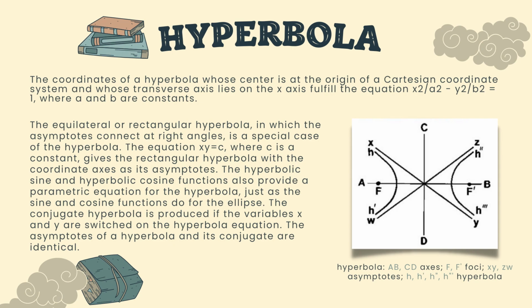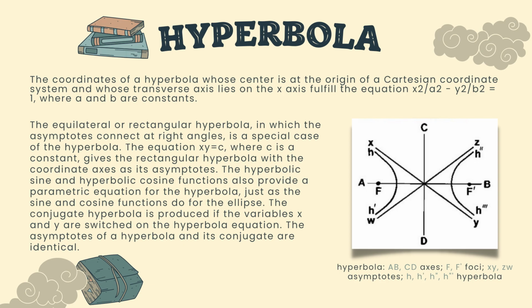The coordinates of a hyperbola whose center is at the origin of a Cartesian coordinate system and whose transverse axis lies on the x-axis fulfill the equation x squared over a squared minus y squared over b squared equals 1, where a and b are constants. The equilateral or rectangular hyperbola, in which the asymptotes meet at right angles, is a special case of the hyperbola. The equation xy equals c, where c is a constant, gives the rectangular hyperbola with the coordinate axes as its asymptotes.